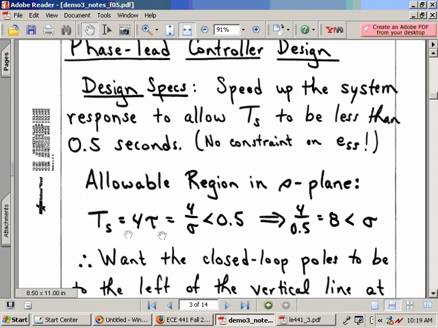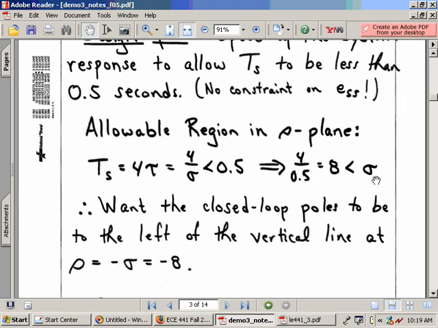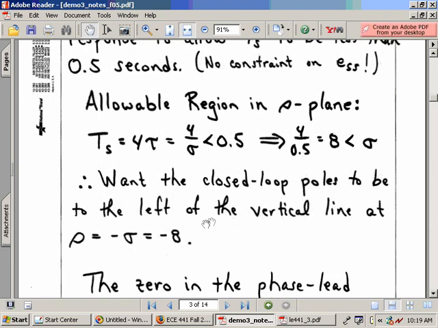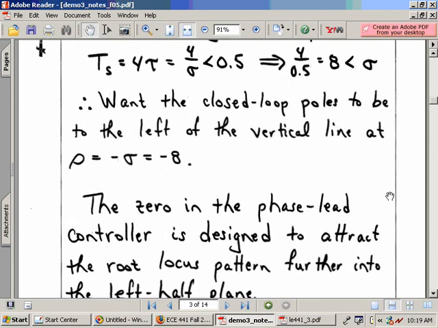Using our design specification concept for a pure 2-pole system, we know that 4 time constants represents a 2% settling time, and that's given as 4 over sigma, which we want to be less than 1/2. Solving that for sigma allows us to see that indeed we want a sigma value, or the real part of our closed loop poles, to exceed 8 in magnitude. Or in terms of S-plane location, we want this vertical line as our constraint line to be sketched at -8, and we want our closed loop poles to be to the left of that vertical line at S equal -8.